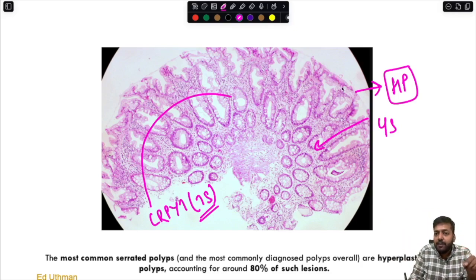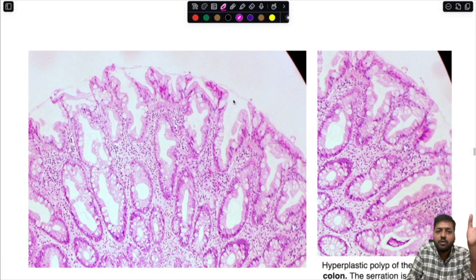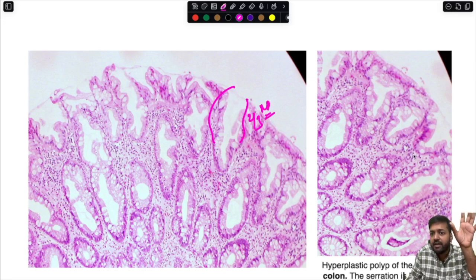If you look at the crypt, I will show you in the next diagram. If you look at the crypts closely, the serrations are mainly present in the upper two-thirds part, not in the lower part. This is a very important thing to understand. So the serrations end in the upper two-thirds part. The basal part is narrow. It is not dilated. It is narrow.